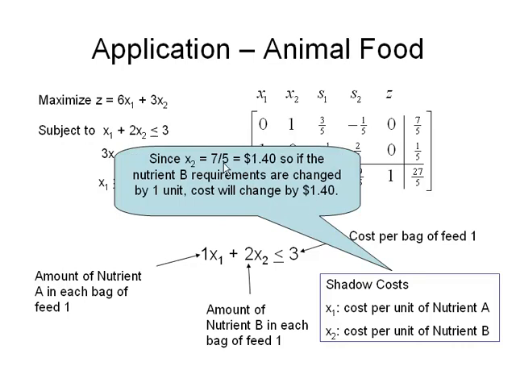Since x2 is 7/5 or $1.40, if the nutrient B requirements were increased by 1 unit, then the cost would also increase by $1.40. So the shadow costs tell us that if some of the requirements of the problem are changed, then that tells us how the corresponding costs are going to change. And sometimes that's handy information to know.